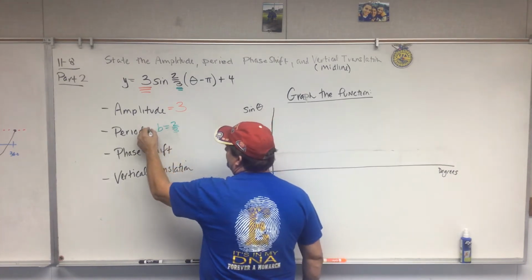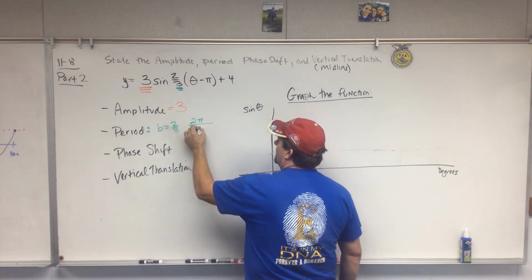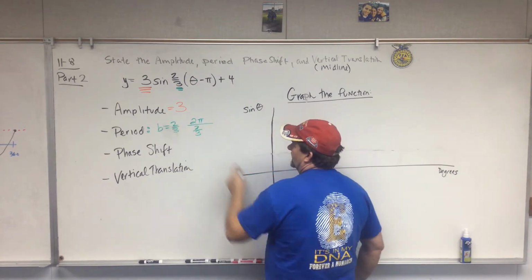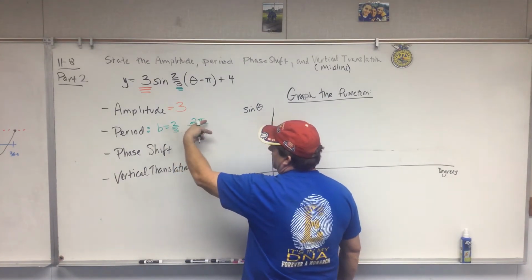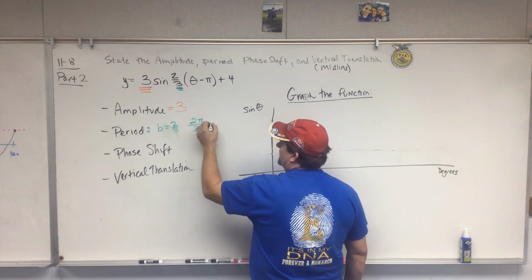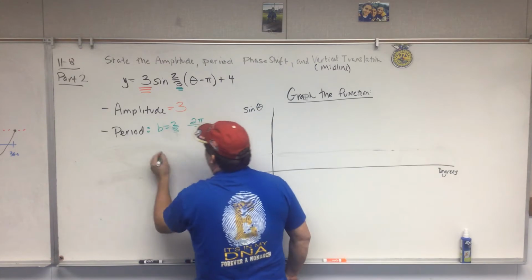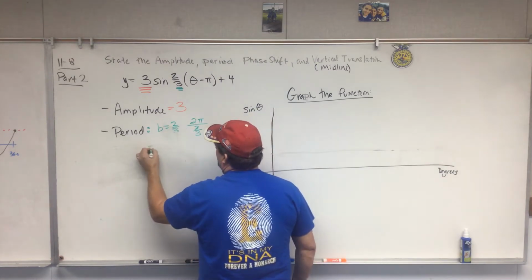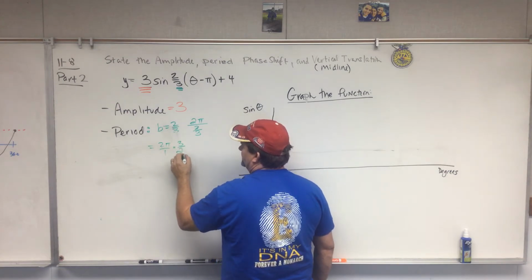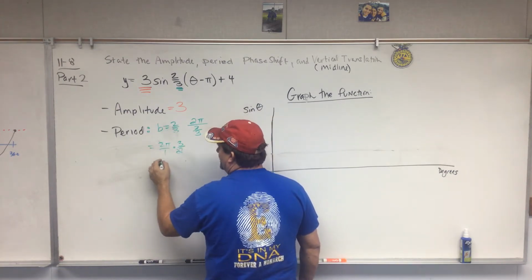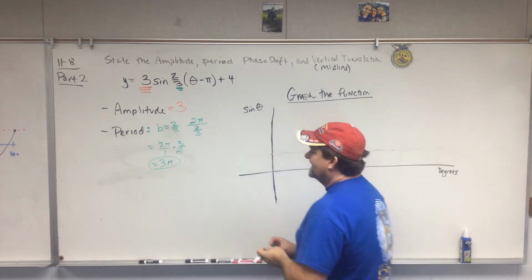So now my period is going to change because my period is 2 pi over 2/3. This is why we worked on our complex fractions. That's going to flip over and become 2 pi times 3 over 2, or 2 pi over 1 times 3 over 2. So my new period is 3 pi. That's important. My new period is 3 pi.